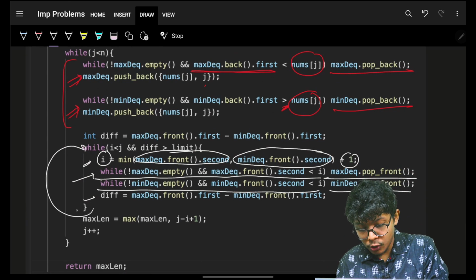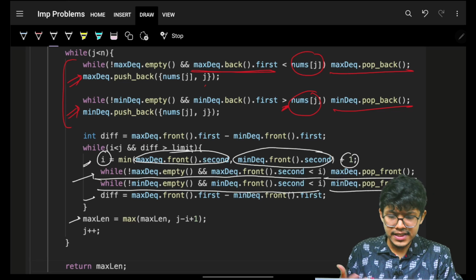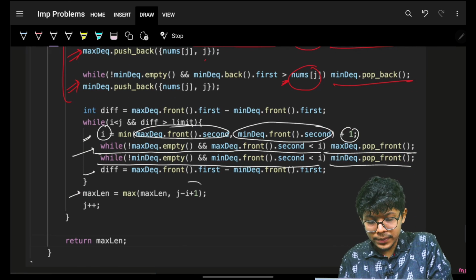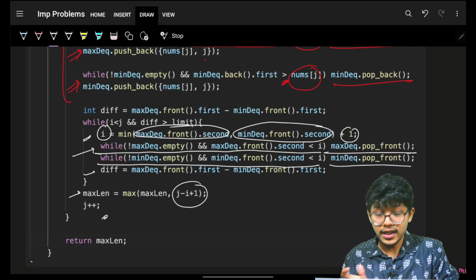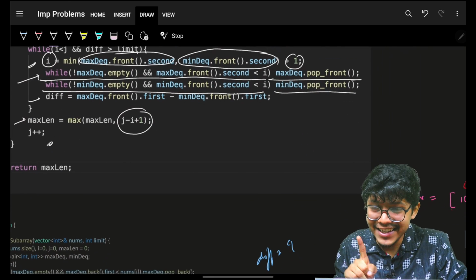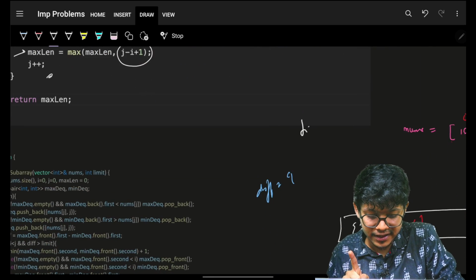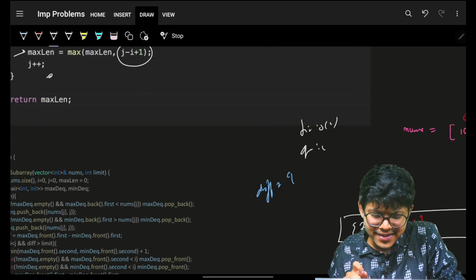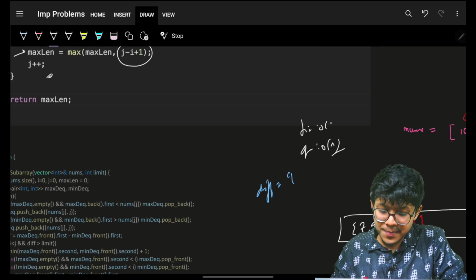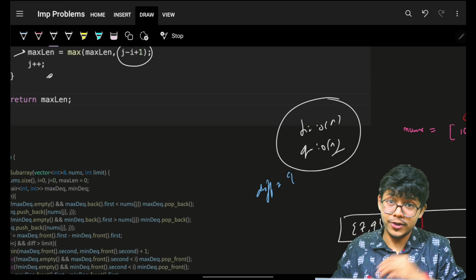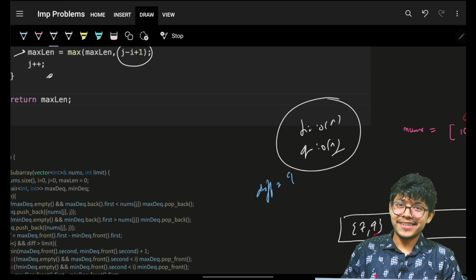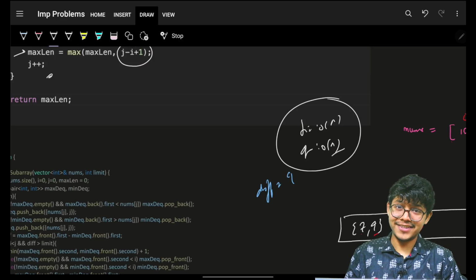Ultimately, once you are out of this loop, which means your diff was less than or equal to your limit, you can maximize your answer. Update your answer. With this strategy, you used a DEQ, and thus your time complexity will be O of n. Space is also O of n, which is a bit painful, but time is reduced to O of n. And that is the strategy for you to think of this.